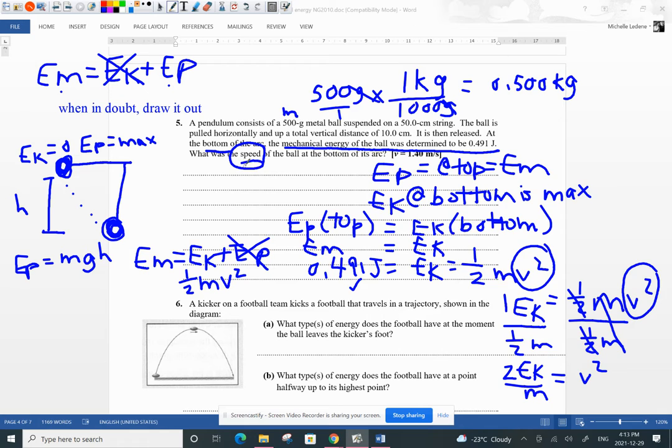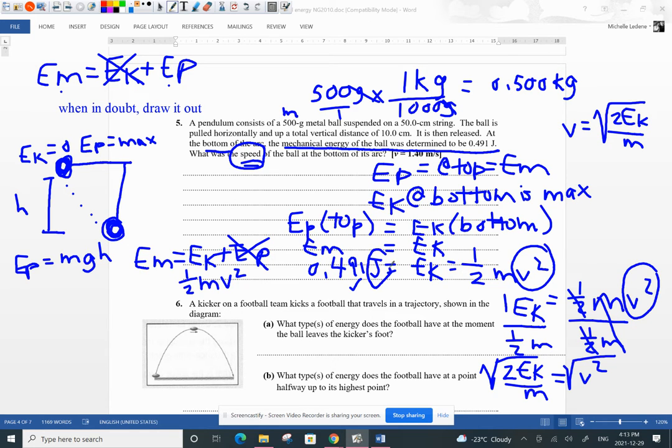Almost there. We're looking for speed, not speed squared. So I want to take the square root of both sides. And when I do that, I find that the speed is the root of 2 EK divided by the mass of the object. We know the mass, we just convert it to kilograms.